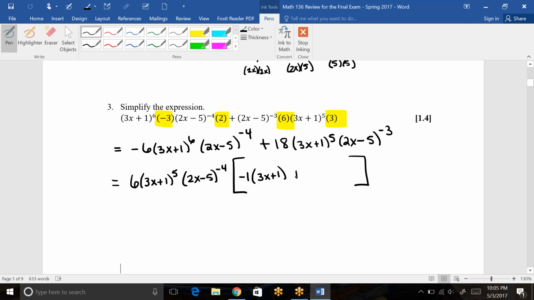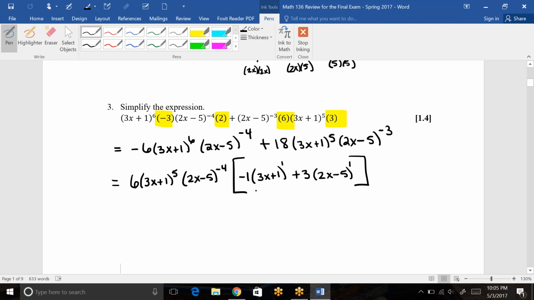18 divided by 6 would be positive 3. I pulled out all of the 3x plus 1s to the 5th. And I had negative 3 here, but I pulled out negative 4. What that means is I actually have a positive 1 left over inside. The reason that works is if you were to distribute back through, negative 4 plus 1 would give you negative 3. So these are both to the first power.